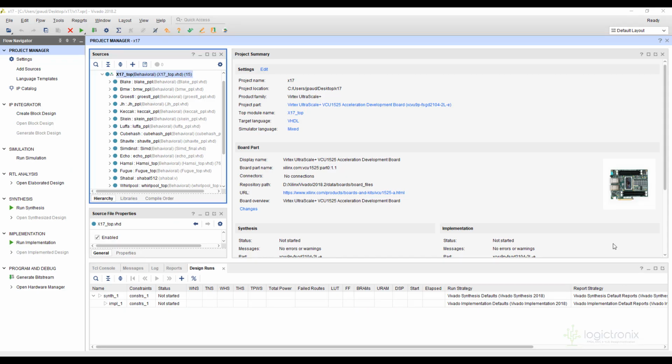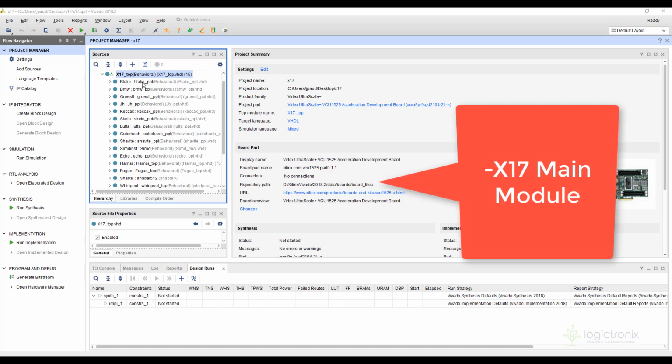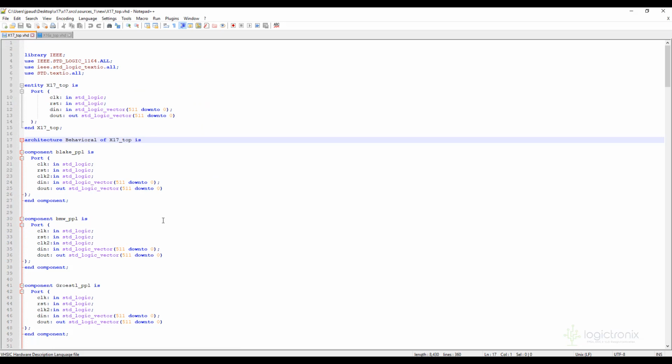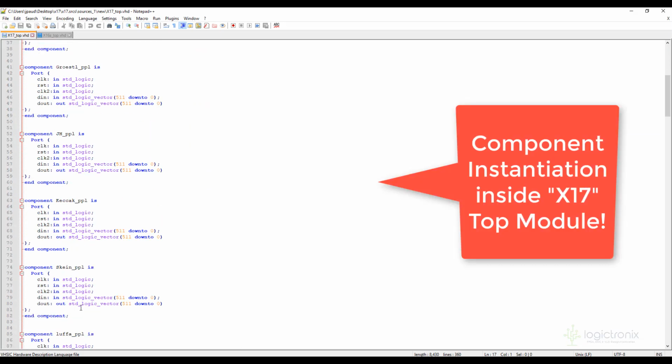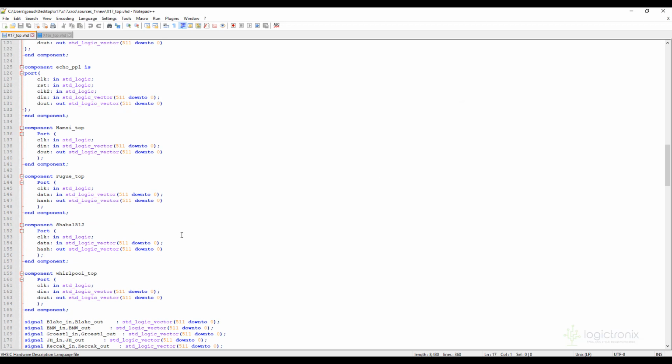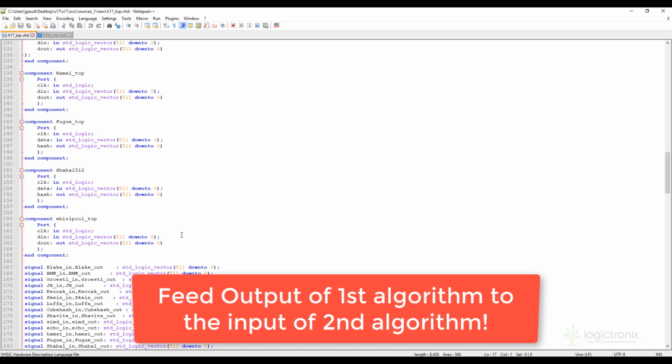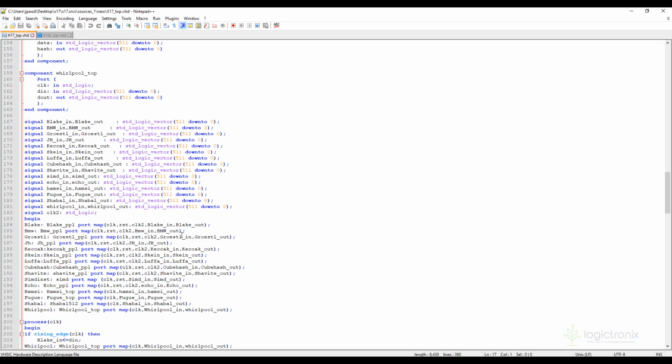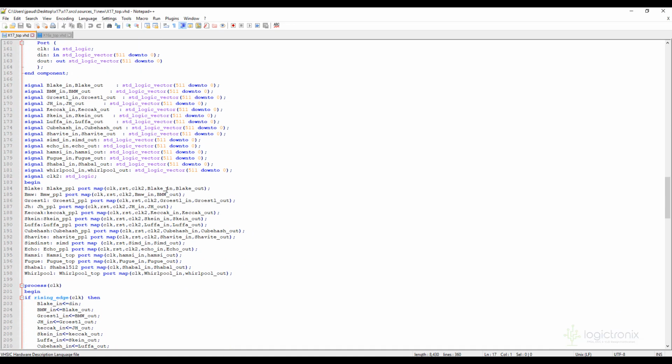So this is our X17 top module, and it has all these algorithms inside, so let's look inside it. These are component instantiations of it, and the rule of X17 is plain simple. We just feed the output of the first algorithm to the input of the second algorithm. So let's look at it.